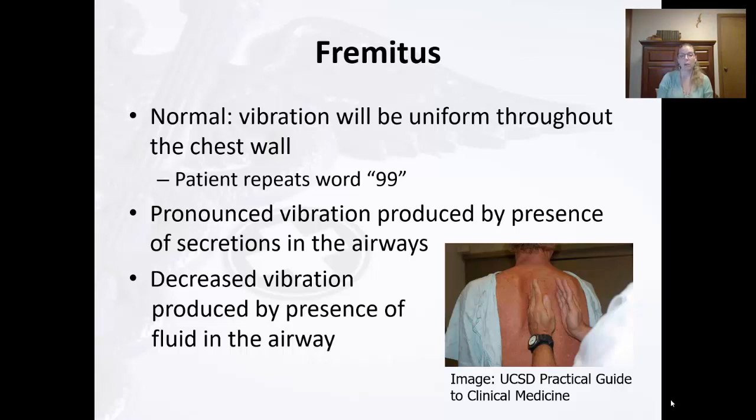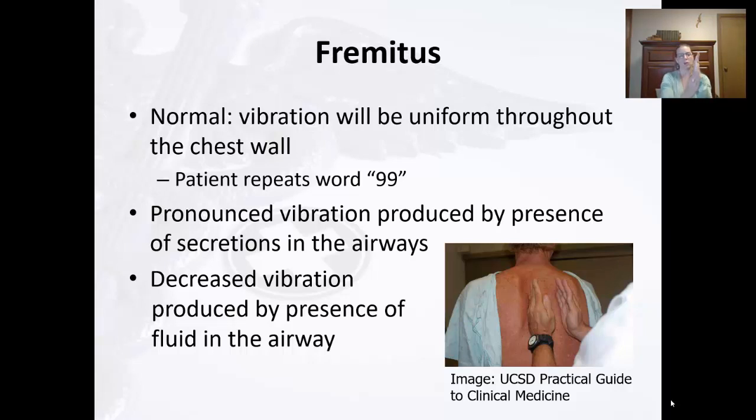Fremitus is the name for a normal vibration that you feel on the chest wall. Now, when the patient is breathing, if they had secretions in the airway, you could potentially palpate increased or pronounced vibration over the areas where the secretions are. In a normal patient, the vibration should be uniform throughout the chest wall.